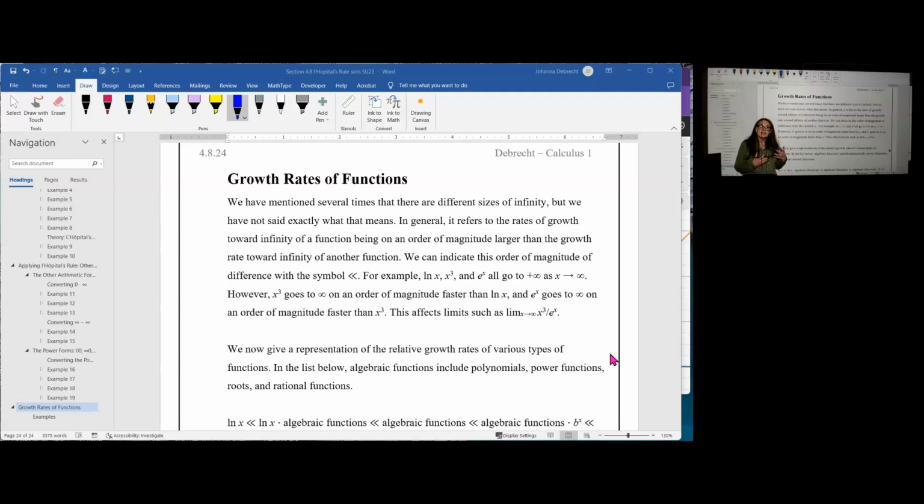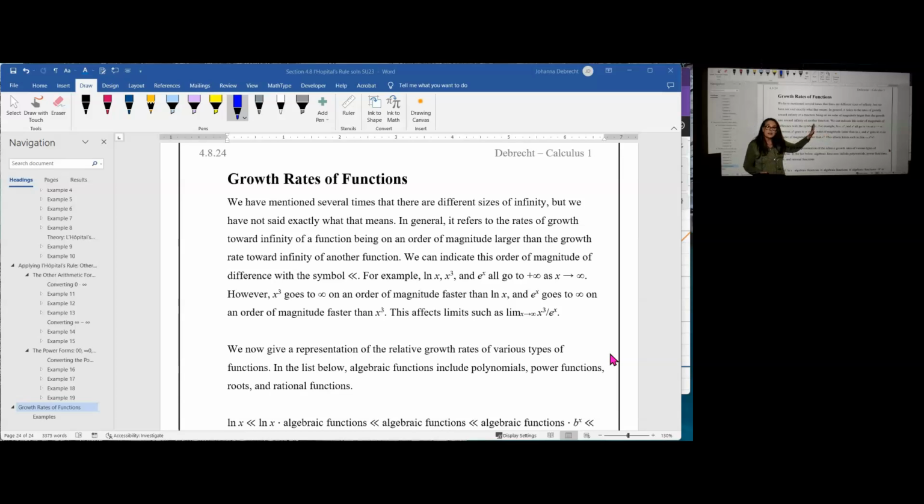We've said that there are different sizes of infinity, and there are, but we've not said exactly what that means and how to know when you have a different size of infinity. How do I know that an exponential, e to the x, grows faster than a natural log of x? And is it on an order of magnitude larger? In fact, it's on the order of several magnitudes larger. As we're going to see, we're going to use a double less than symbol to indicate not only a change in the size of infinity, but the magnitude of it.